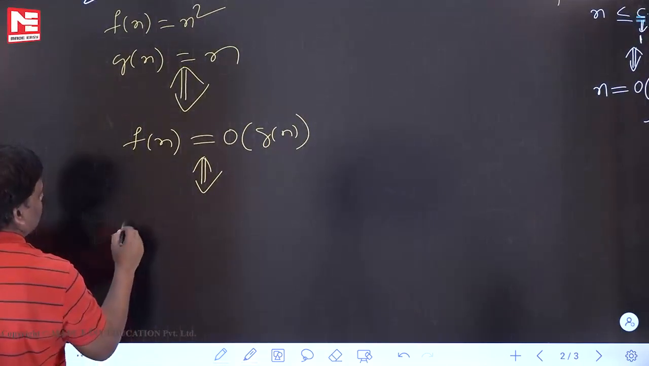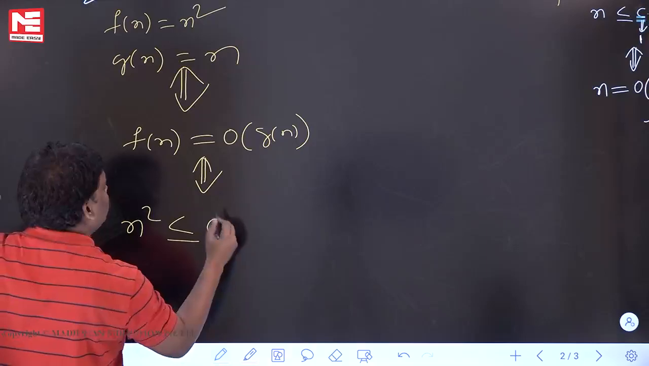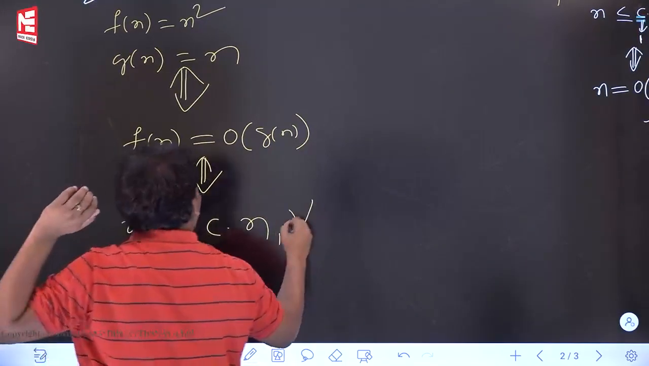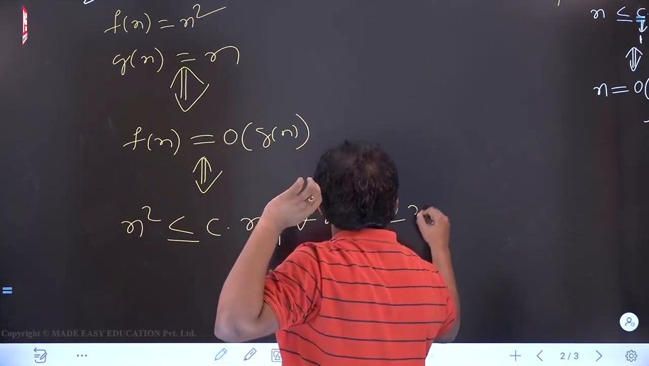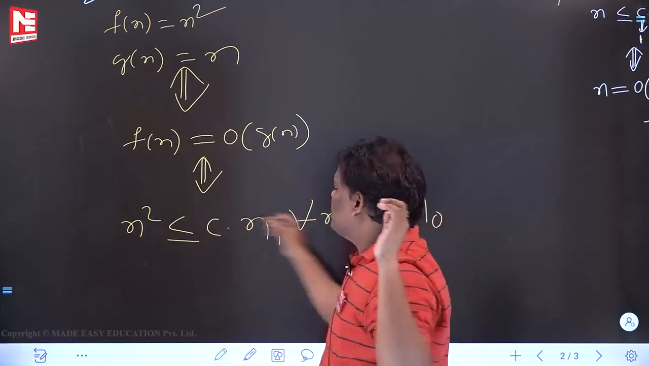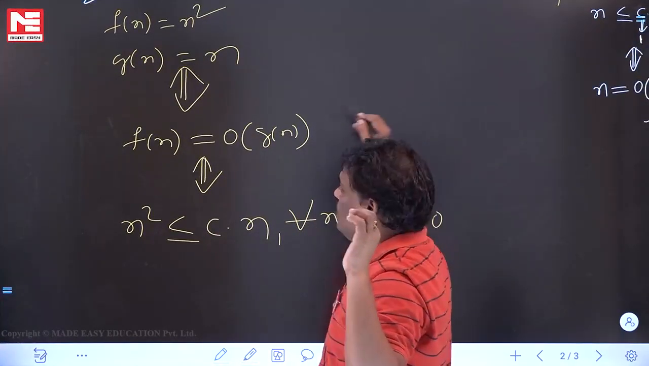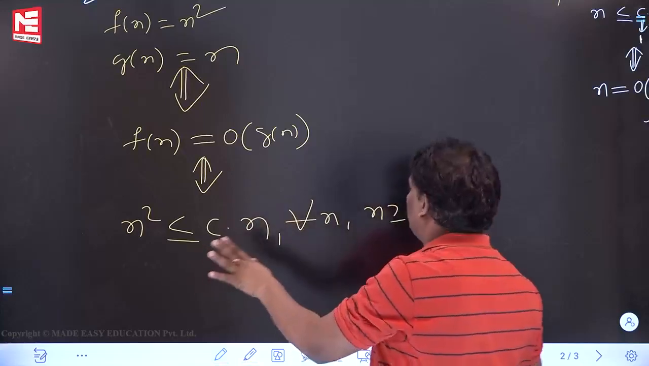What is the f of n? N square, less than or equal to some c into, what is the g of n? N, for all n where n is greater than or equal to n0. This condition, if you can satisfy, this is right. If this is right, this condition should be satisfied on both sides.